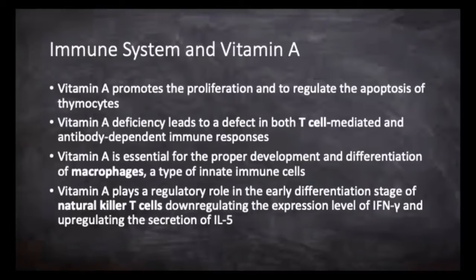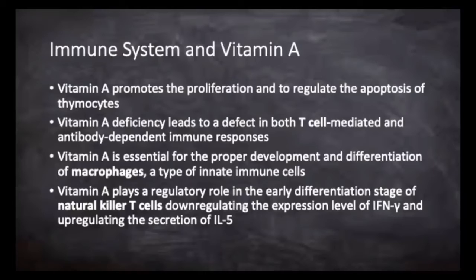And the other key things I want to share with you are that vitamin A promotes proliferation to regulate apoptosis. This is proper cell death of cells that you don't want to have, and vitamin A deficiency leads to defects in the T cells. Those T cells are the ones in the adaptive immune system. And vitamin A is essential for proper development and differentiation of macrophages. It's a type of the innate cells.